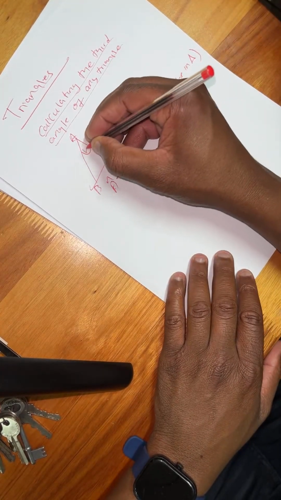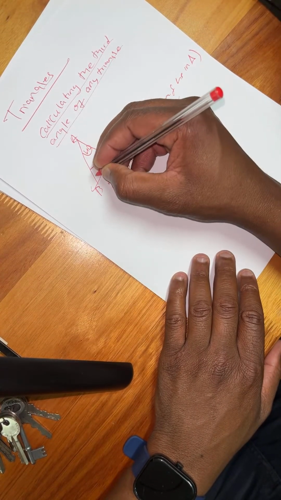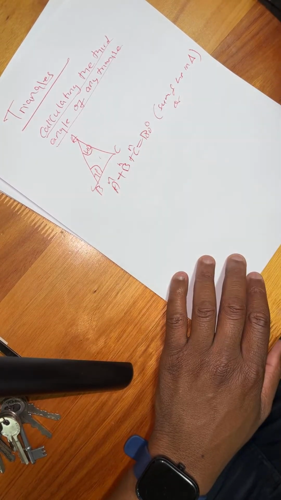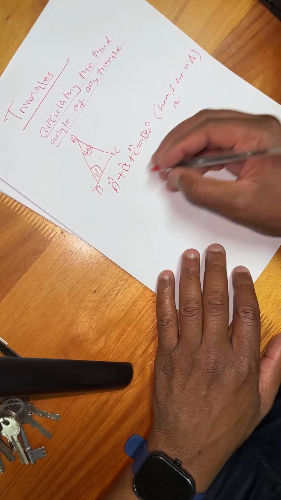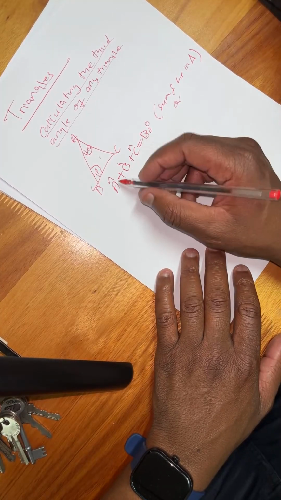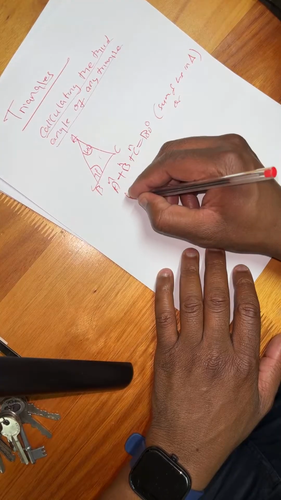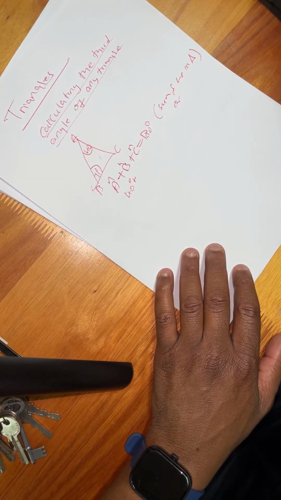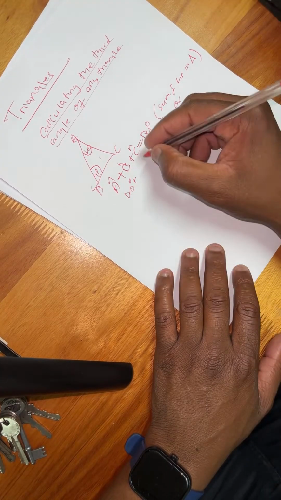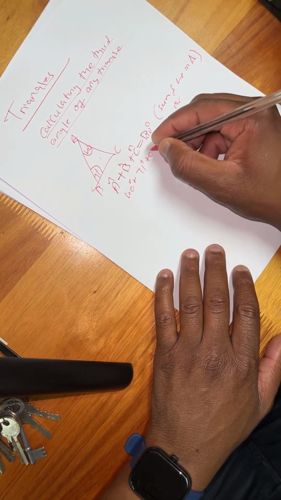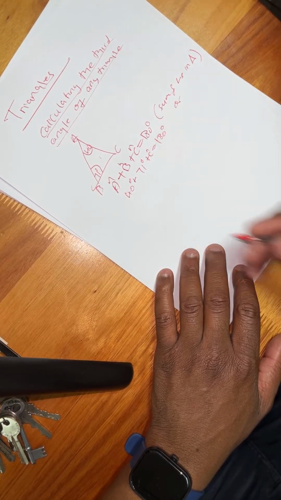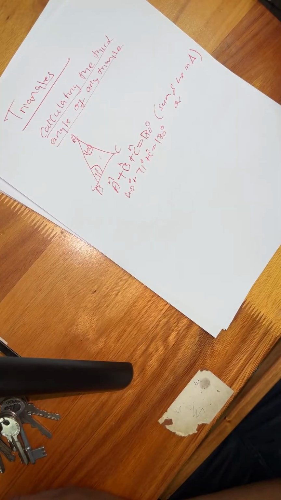If this is 40 and this is 71 degrees, and we are asked to determine C, it means you are going to substitute C there. Angle A is 40 degrees plus angle B is 71 degrees plus C, which is 180 degrees. So now we add the like terms.